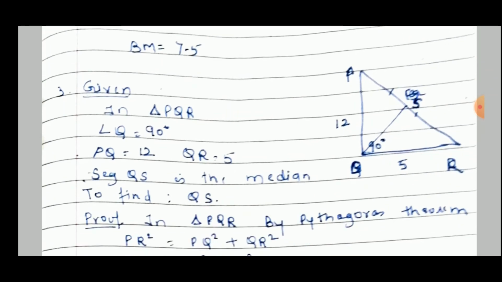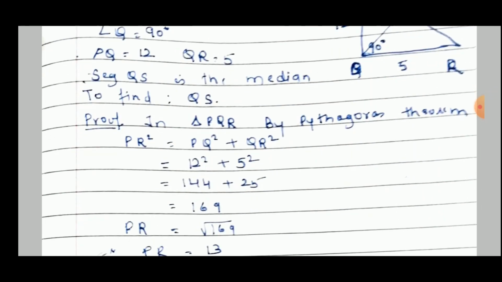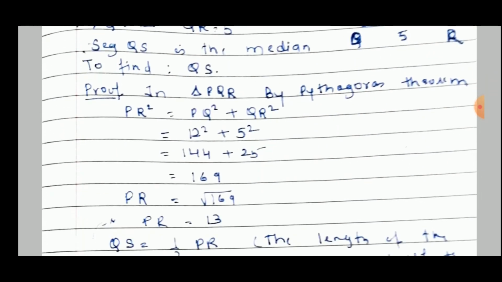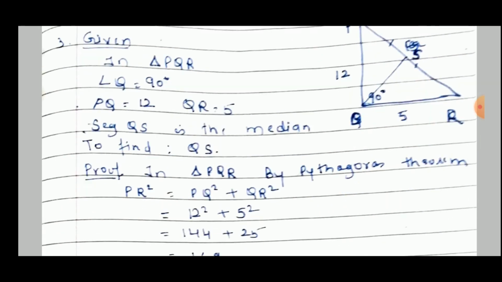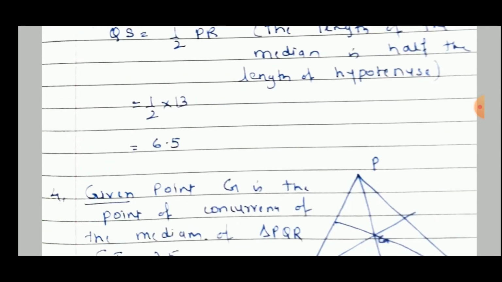Now in the third one, in triangle PQR, angle Q is equal to 90 degrees, QR is equal to 5. Segment QS is the median. You have to find QS. Now in triangle PQR, PQ square plus QR square is equal to PR square. So 12 square plus 5 square, that is 144 plus 25, that is 169. So PR is equal to square root of 169, that is 13. So QS is equal to half of PR. So the length of the median is half of the length of the hypotenuse. So half of 13 is equal to 6.5.